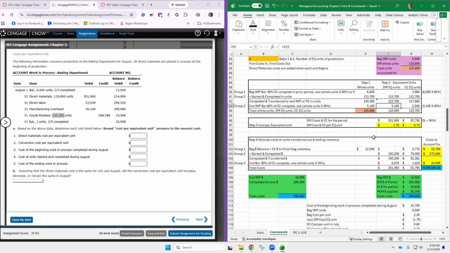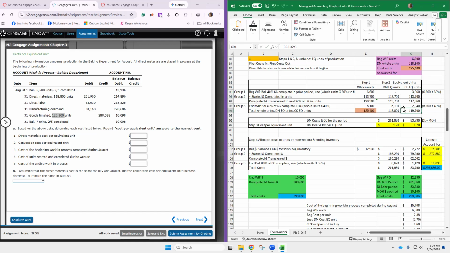So 5,100 is the ending balance, and we don't have any partially done units according to the materials. So whatever the units are in at the end of the month, that is what direct materials will be. However, how complete are they? They are 40% complete. And remember, you don't flip to the inverse on this one. You only do the inverse up here. All right, so we're going to take 5,100 times 40%.